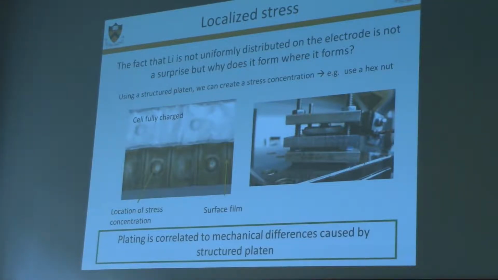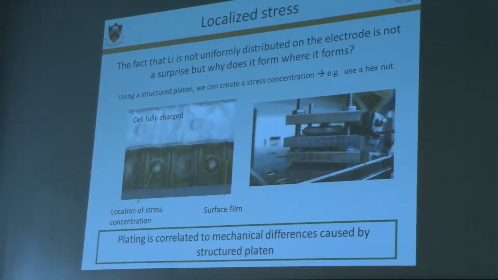So let's do another experiment, okay? And in this experiment, what we're going to do is we're going to take that battery, and instead of just squeezing it uniformly, I'm going to put a hex nut right on top of it, okay? Like a quarter-inch hex. And I'm going to squeeze that in my fixture. And then what I'm going to do is cycle the battery and take the battery apart.